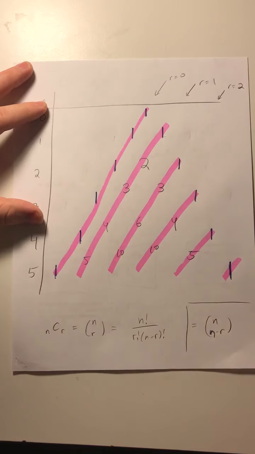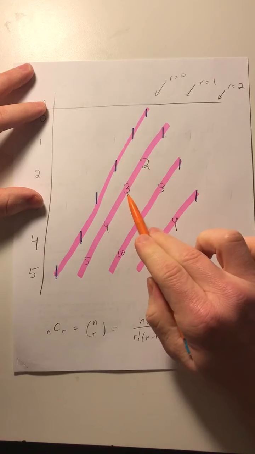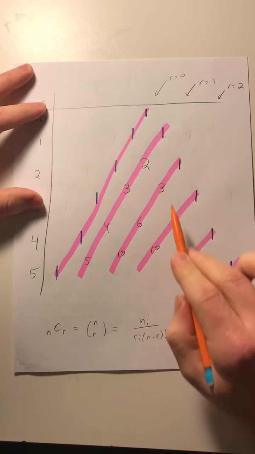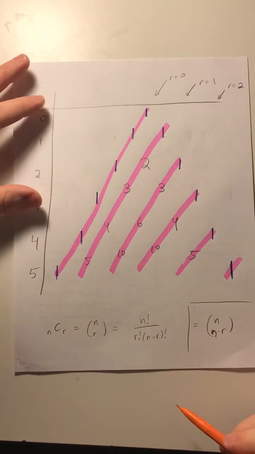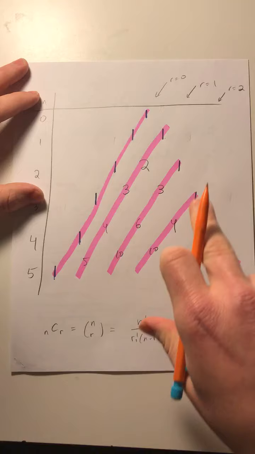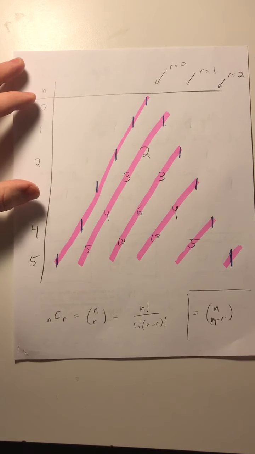They're not horizontally aligned. But on the sides I have 1s, and then everything else is just the sum of the two things above it. Right? So 3 is 2 and 1, this 10 is 6 and 4. We can fill out the triangle, do these computations very quickly, and now I can very quickly figure out what 5 choose 2 is.